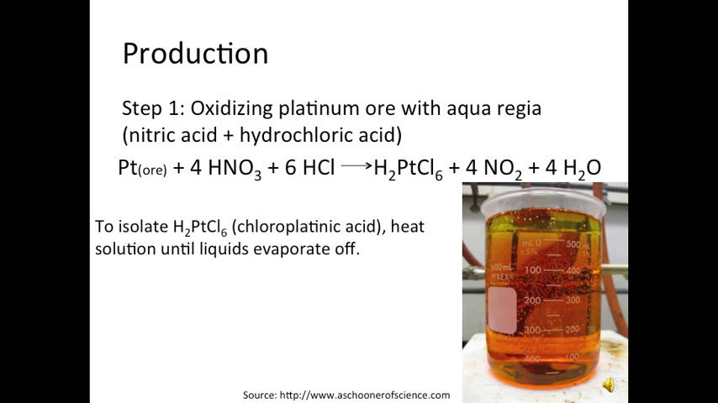This reaction is relatively slow, and a side reaction will occur between nitric acid and hydrochloric acid, meaning that you need to constantly be adding nitric acid and hydrochloric acid to the system, depending on how much platinum you're trying to dissolve in them. The compound that's produced is called chloroplatinic acid, and this can be isolated by heating the resulting solution and allowing the compounds to evaporate off of it.